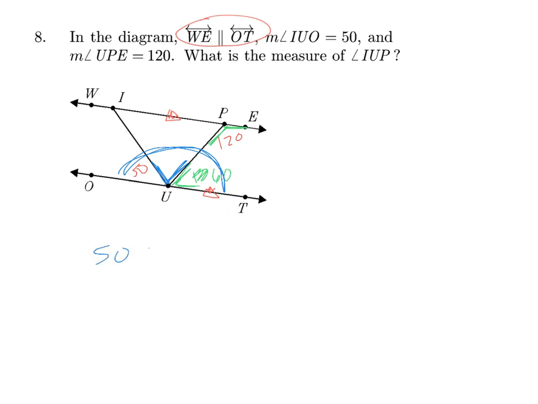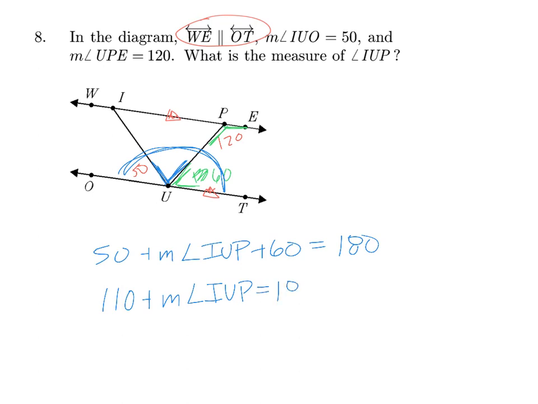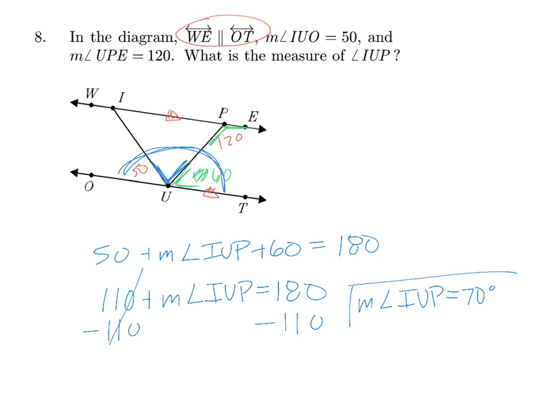So 50 plus measurement of angle IUP plus 60 is equal to 180. So I have 110 plus measurement of angle IUP is equal to 180. Subtract 110. Measurement of angle IUP is equal to 70 degrees. Done.